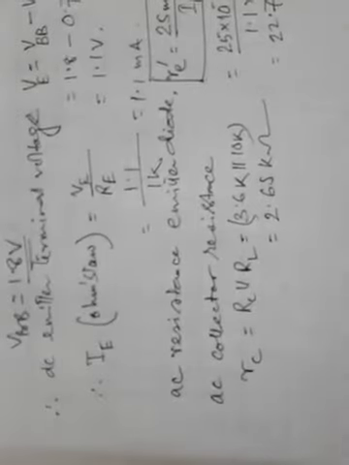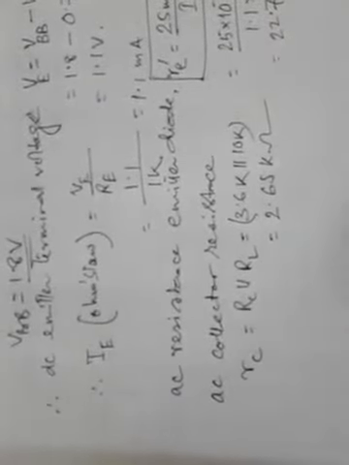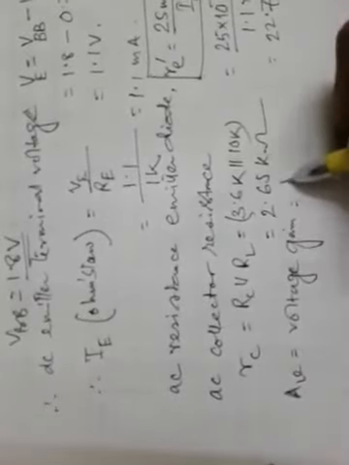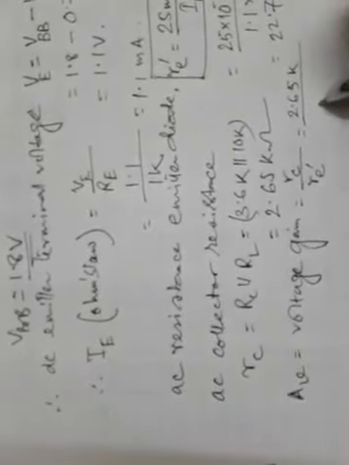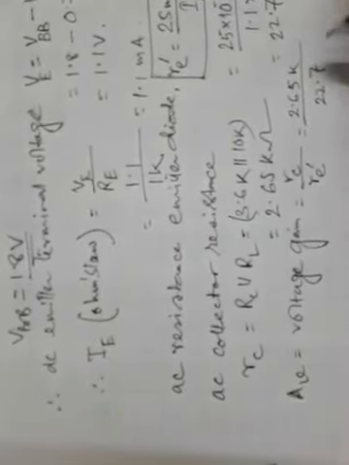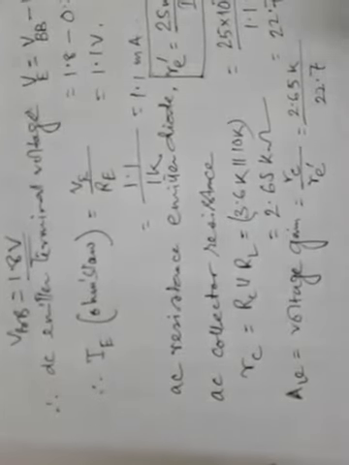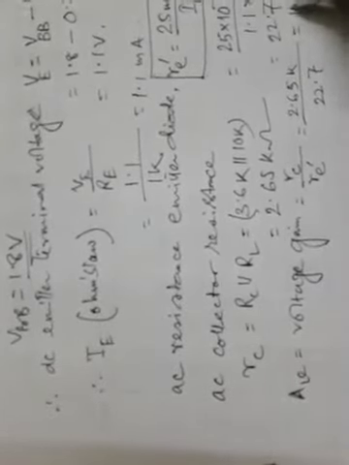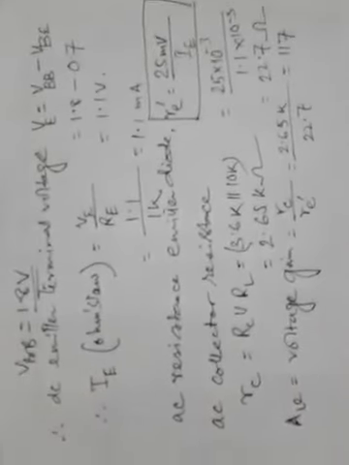Now once you have these two values, RC and Re dashed, you can calculate the voltage gain AV. The voltage gain is given by, as per the formula we derived a little while earlier, RC divided by Re dashed, which is 2.65 K divided by 22.7 ohm, and you will get this value as something around 117.